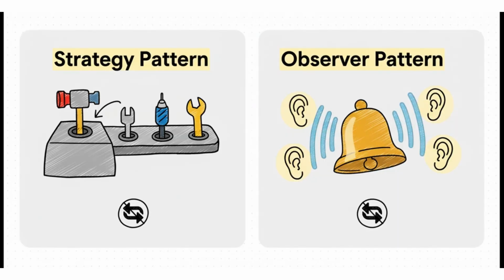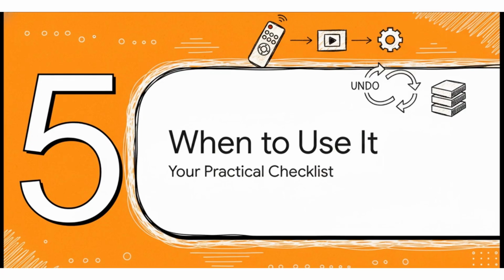Now, you might be thinking, hey, couldn't I just use the strategy or observer pattern for this? And that's a great question, but they solve different problems. See, strategy is all about swapping out entire algorithms. Observer is for broadcasting state changes. Only the command pattern is specifically designed to package a single operation into an object, which makes things like undo and redo a completely natural fit. So, when should you reach for this powerful tool? It's not for every single situation, but let me tell you, in the right context, it is an absolute lifesaver.